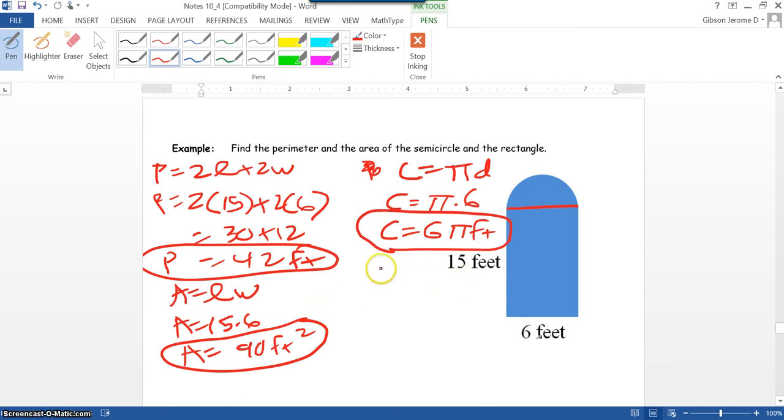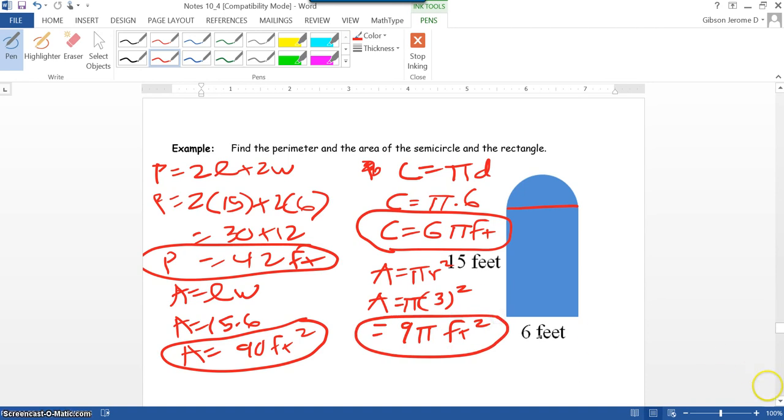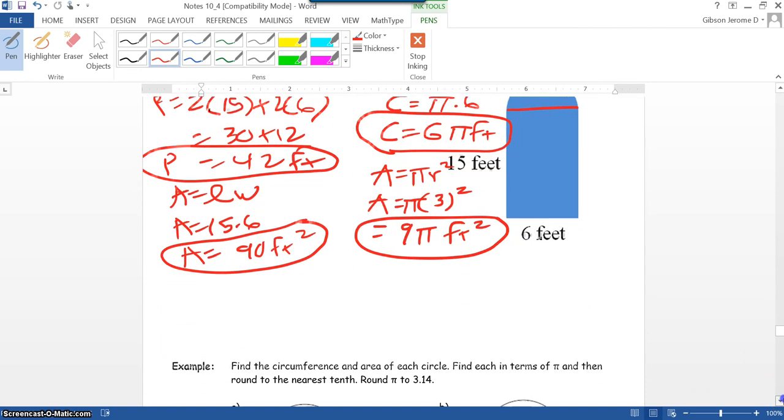Now we will go with the area. The area is pi radius squared. So the area is pi. Now remember, the radius is half the diameter, so the radius would be 3, and that's 3 squared. So this would give us 9 pi square feet. And you can put this in your calculator and round it to 2 decimal places. And we're done.